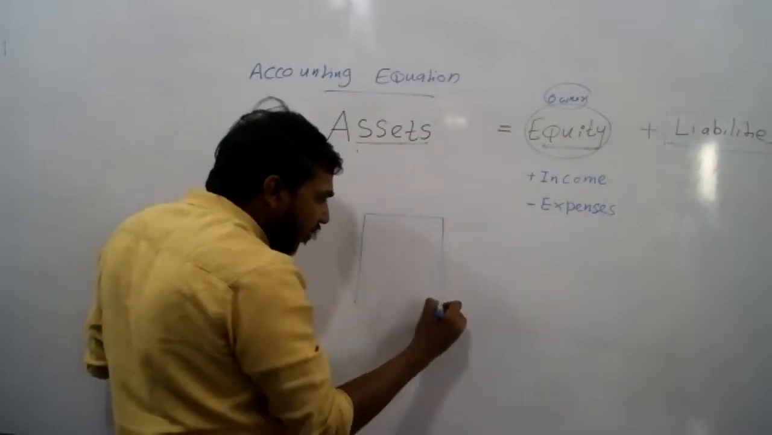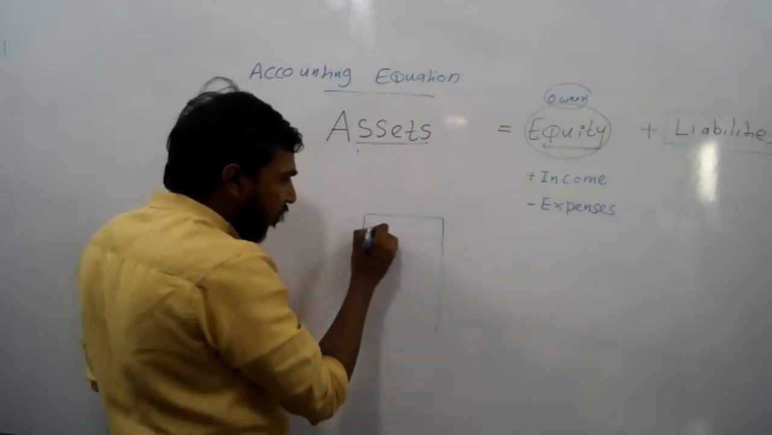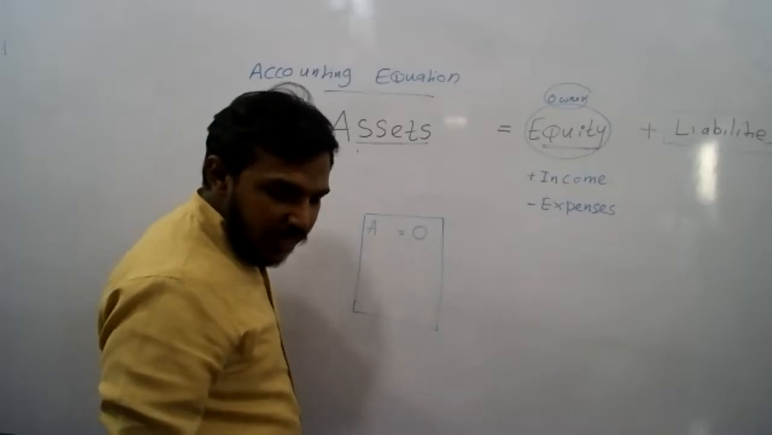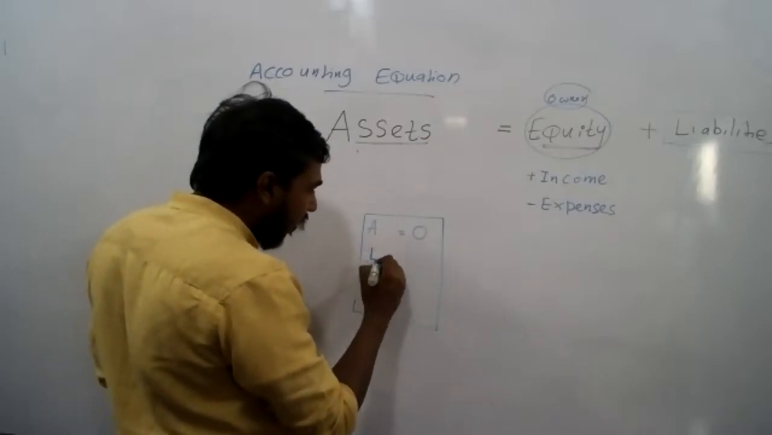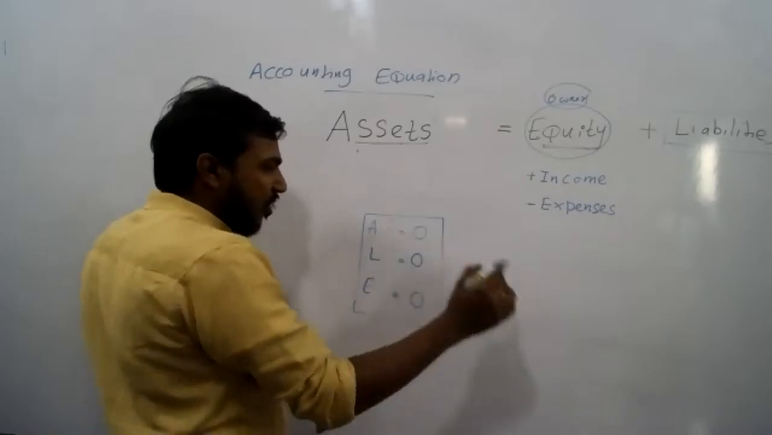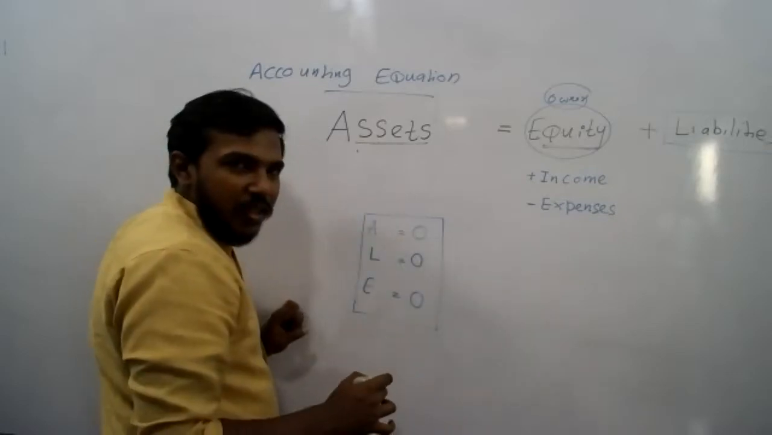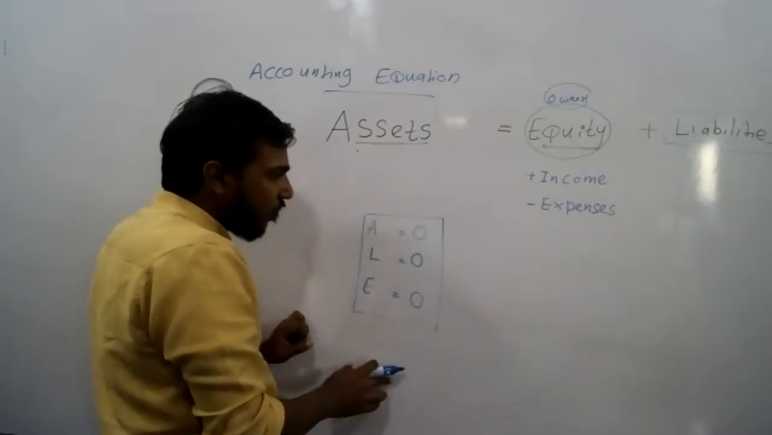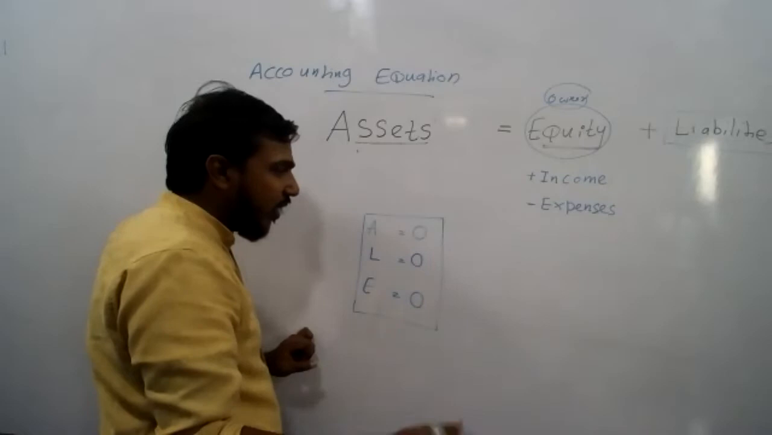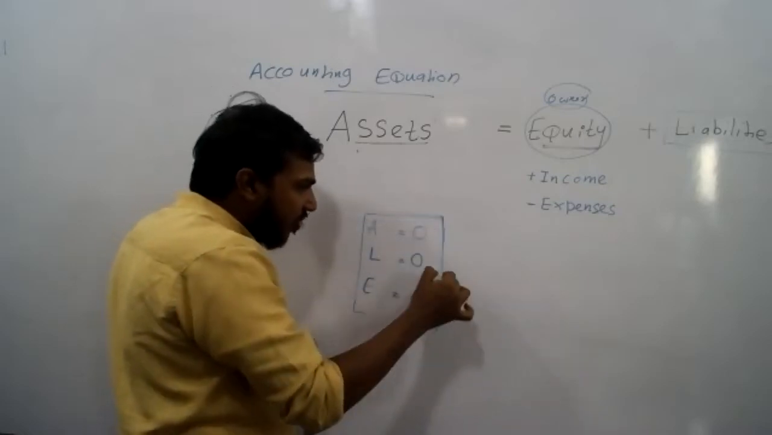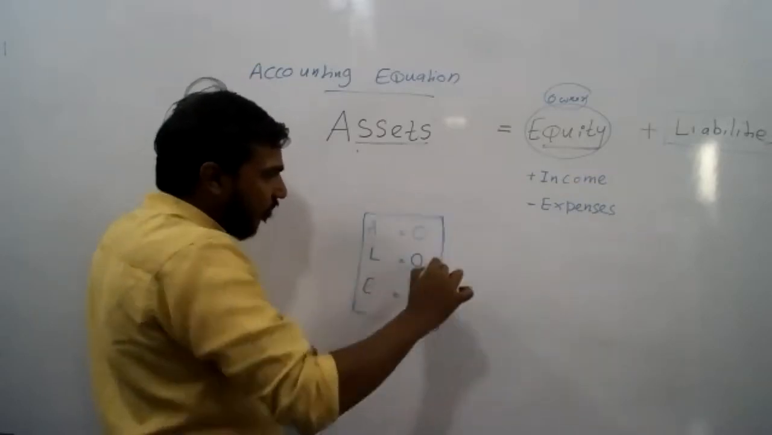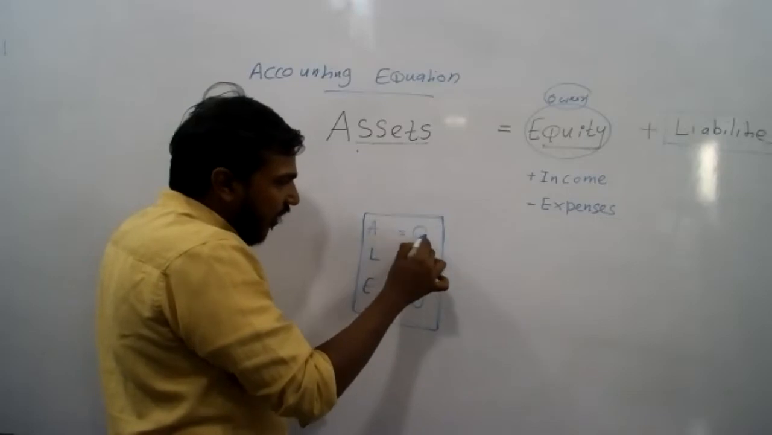We'll say there is a business. Assets are 0, liabilities are also 0, and equity is also zero. That means the business, though it's there, has not yet started. So assets are zero: no cash, no furniture and fittings, no motor vehicles, nothing. Just the concept of business is here. Since no one has invested, assets are zero.